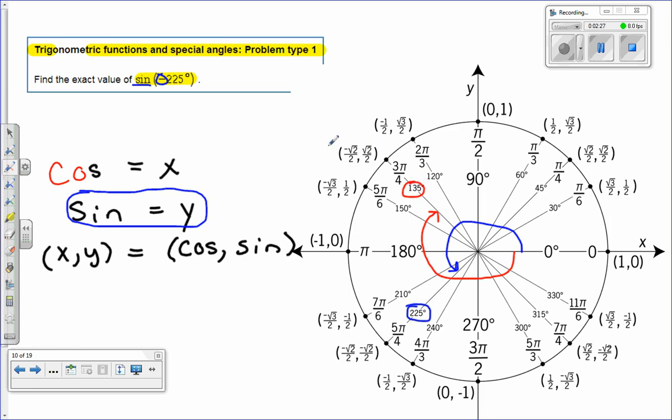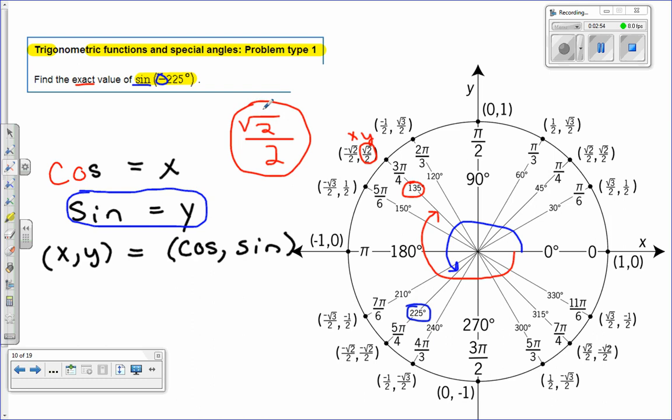All right, so they're looking for the exact value. We know that the sine is going to be the y value. This is going to be your x, of course, and that's going to be your y. Since we're looking for the y, it's going to be right here, and that's our answer. So it's going to be root 2 divided by 2. That's your final answer. You just type that in.